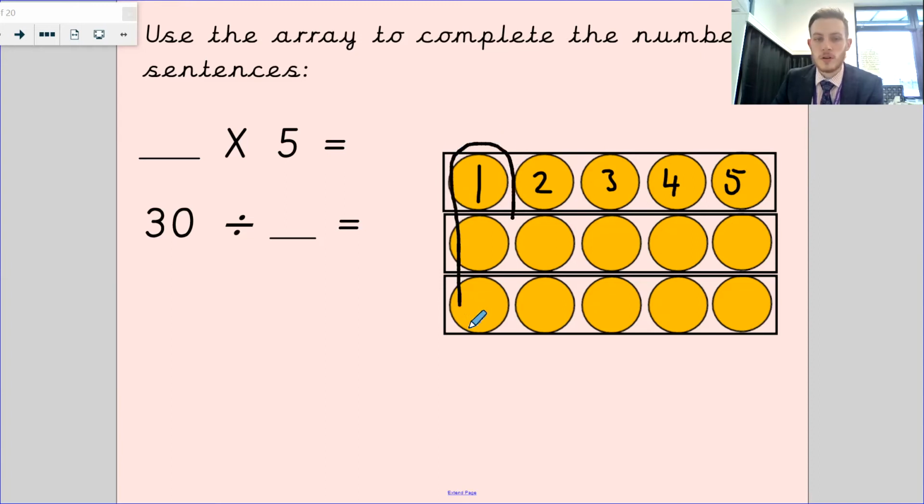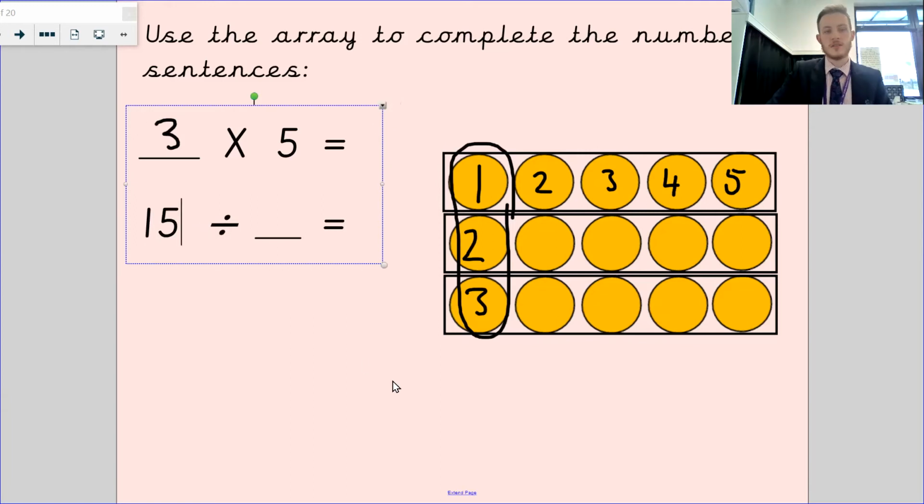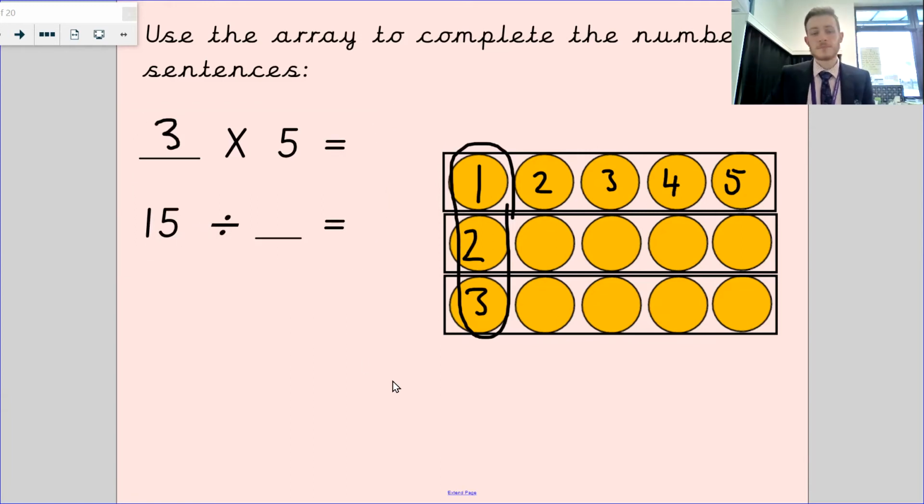Let's have a look. In a column, I've got 1, 2, 3. So it's going to be 3 lots of 5. I've just realized that number is not correct. This number here, that's the wrong number. I didn't mean to put in 30. I meant to put in this number. Okay. So 3 lots of 5.